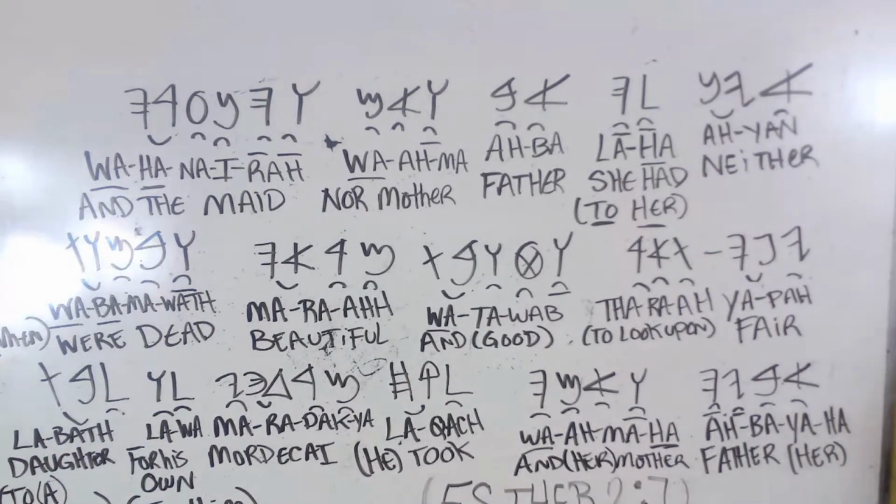This is the book of Esther, chapter 2, verse 7. And he brought up Hadassah, that is Esther, his uncle's daughter, for she had neither father nor mother, and the maid was fair and beautiful, whom Mordecai, when her father and mother were dead, took for his own daughter.